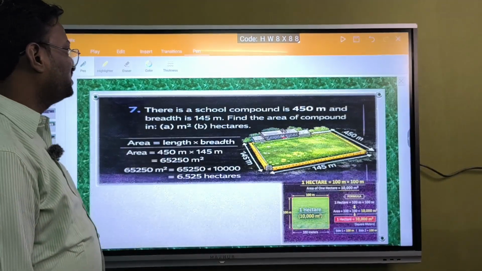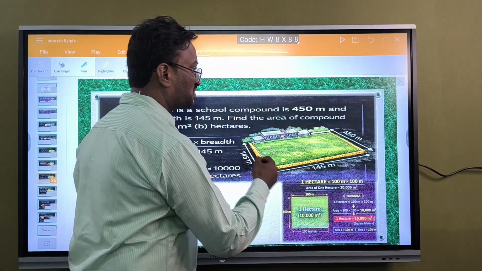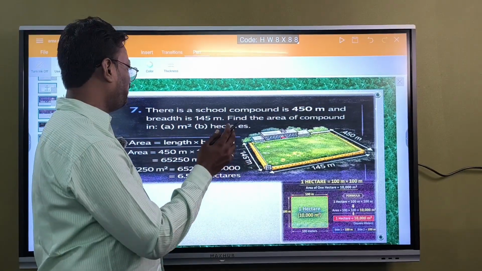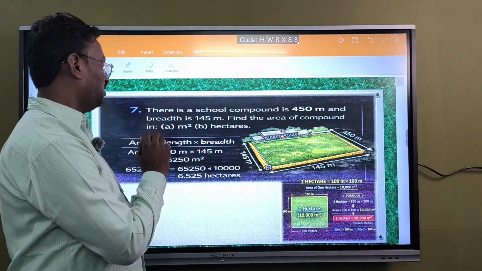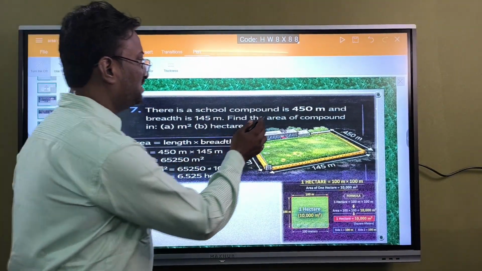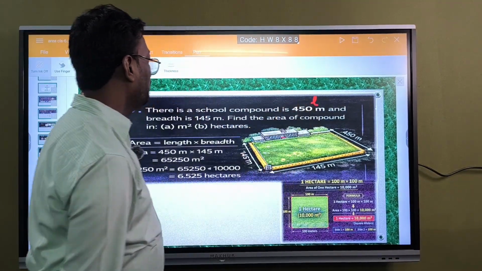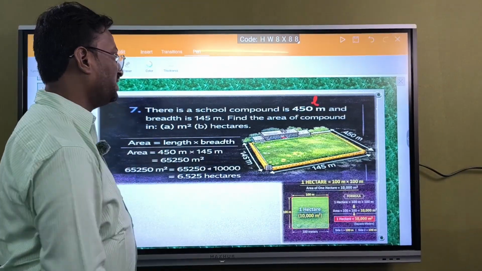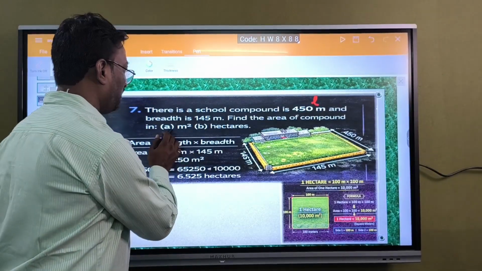And the next one is, there is a school compound. This is a school compound. Its length is 450 meters, and breadth is 145 meters. Find the area of the compound in meter square and hectares.